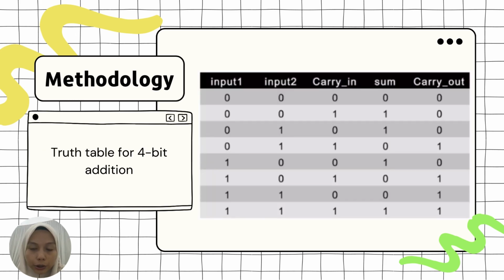And this is the truth table. You can see that the truth table is similar to the full adder truth table, where we have 2 inputs, one carry input, and the output is carry and sum.